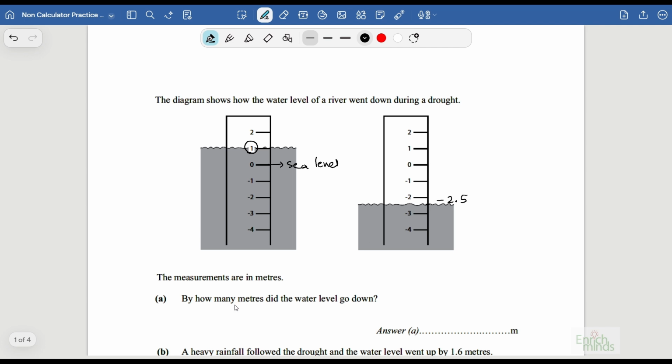By how many meters did the water level go down? So from 1 to -2.5, how much has it gone down? What's the decrease here in the level of water? It went down by 1, 2, 3.5. So it's 3.5 meters it went down.